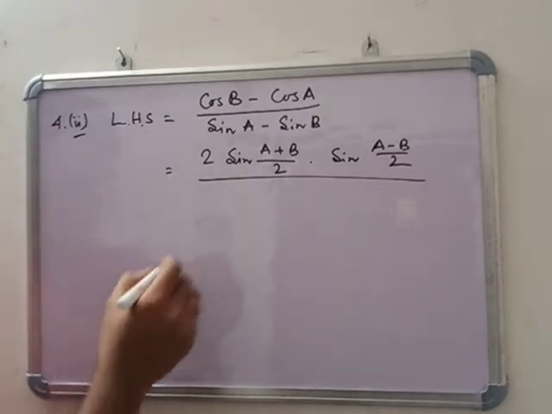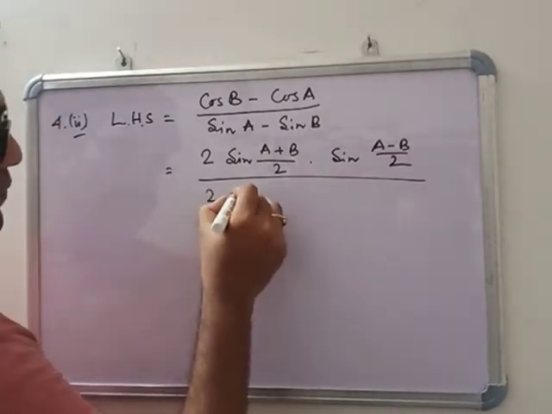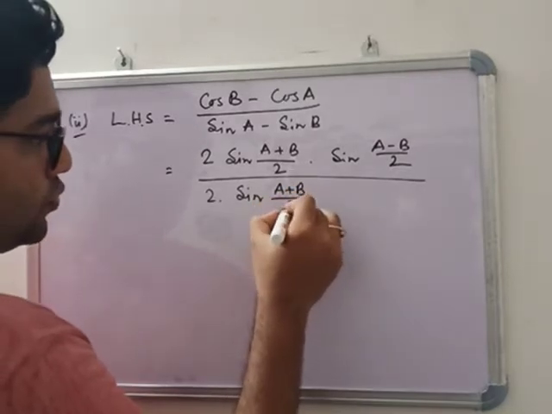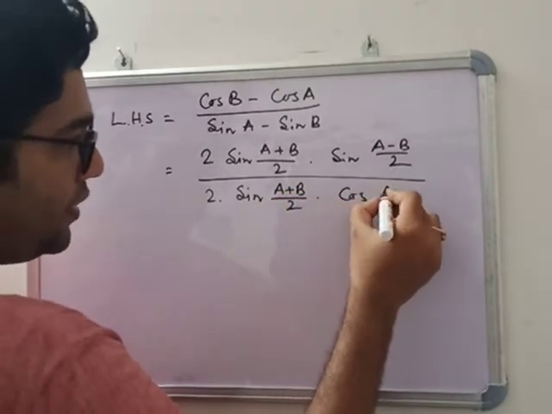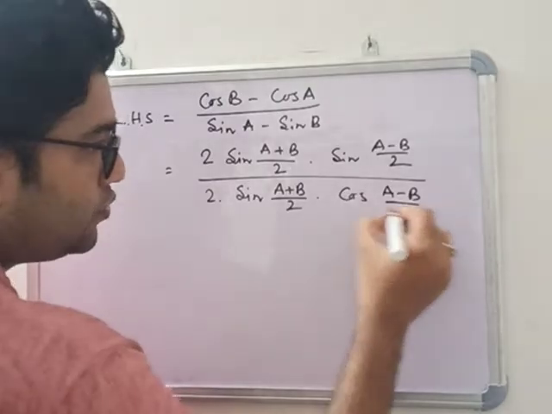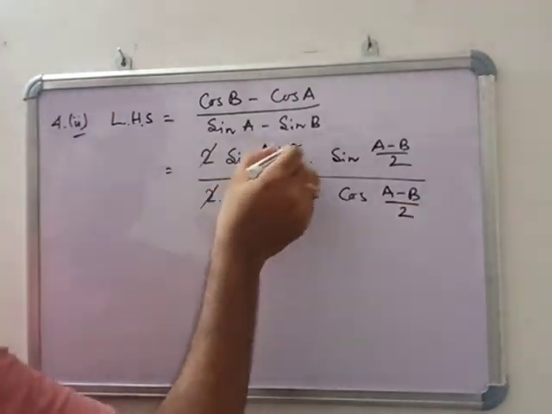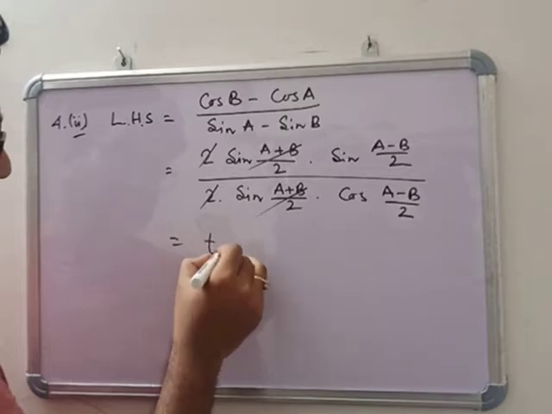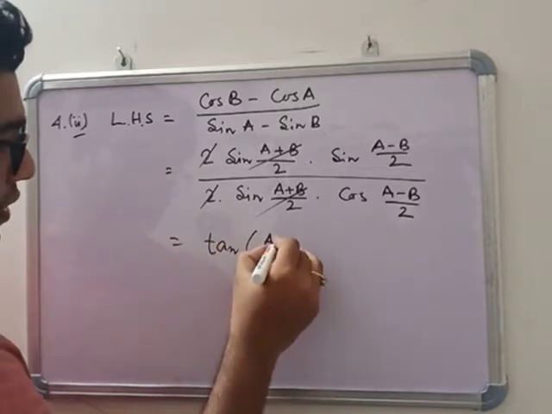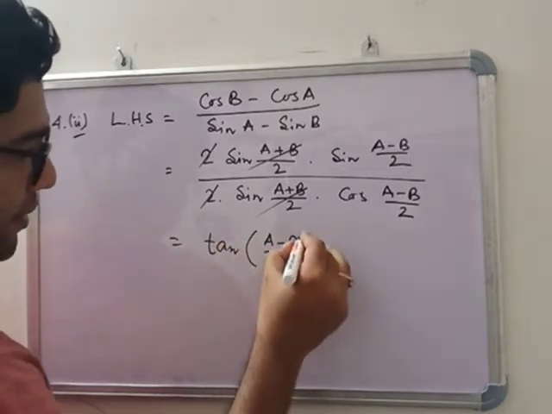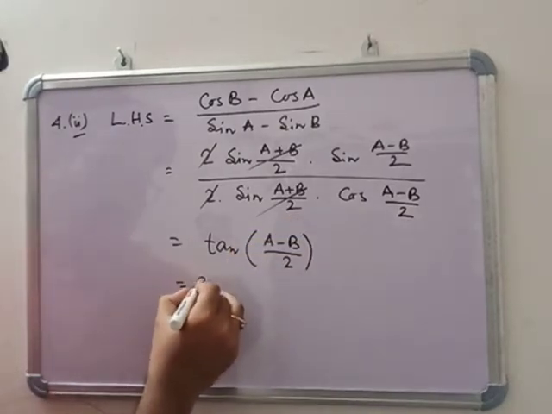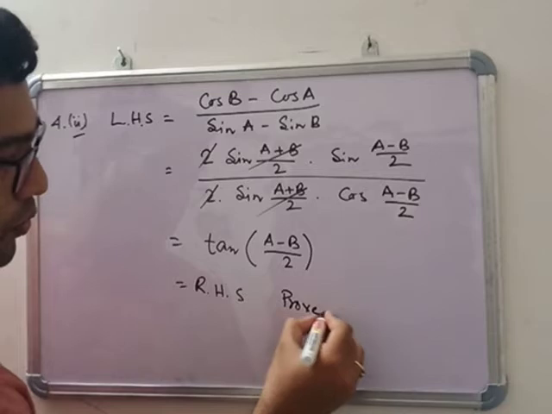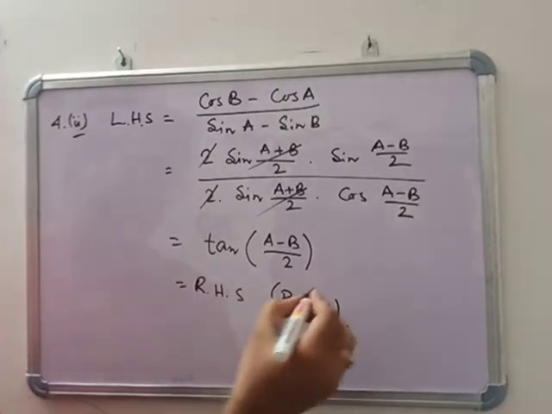Similarly, 2 sine A plus B by 2 into cos A minus B by 2. So these 2 and 2 cancelled, and these sine A plus B by 2 are cancelled. So we get sine by cos, that means tan of A minus B by 2, which is the given RHS. Proved. Okay. Note down.